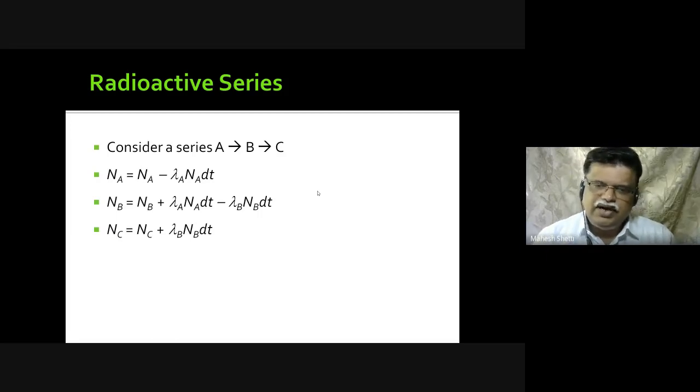What one observes is that after a sufficiently long time, the activity of each element in the series remains the same. The amount of A and the amount of B could be different, but the activity becomes equal. What does that mean? If B has higher activity, a smaller half-life, the amount of B is going to be less, but it is going to disintegrate more, and ultimately the product becomes equal to the disintegration of A. That is what we observed in one of the graphs, that A and B were almost becoming equal.